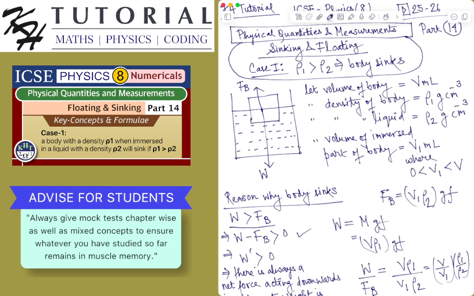So there are three cases, as you know, that we will discuss regarding the floating and sinking of a solid in a liquid. In case 1, in this video, we discussed when rho 1 is greater than rho 2, that is, density of body is greater than density of liquid. In the next video, that is case 2, I will discuss when the density of the body is equal to the density of the liquid, that is rho 1 is equal to rho 2. And in the video after that, that is case 3, I will discuss what will happen if the density of the body is less than the density of the liquid, that is rho 1 is less than rho 2. These videos are coming soon, so please stay tuned.